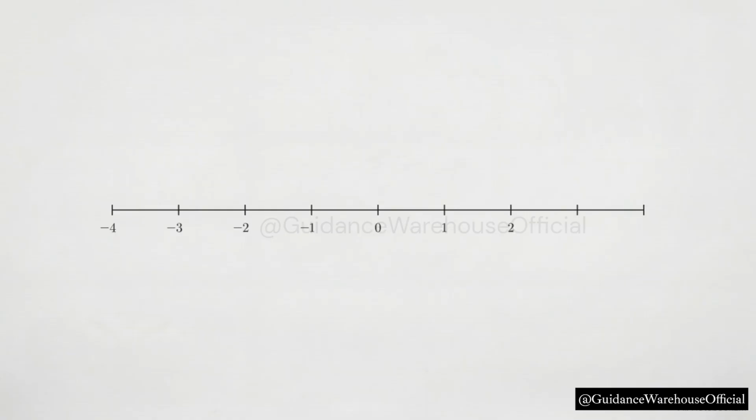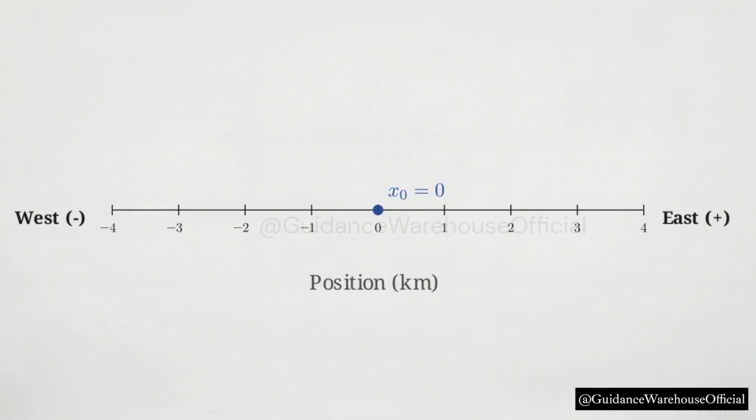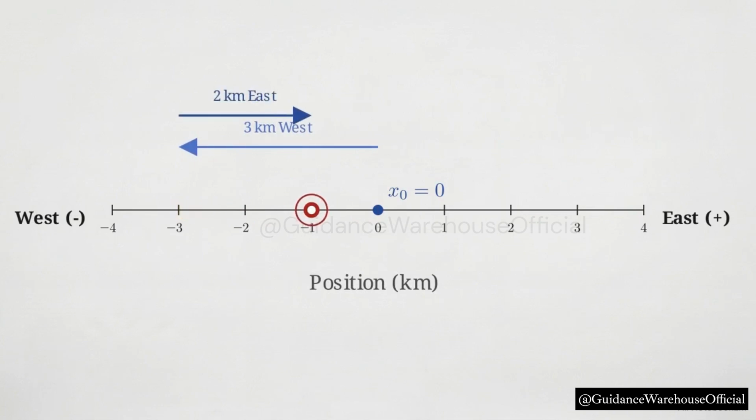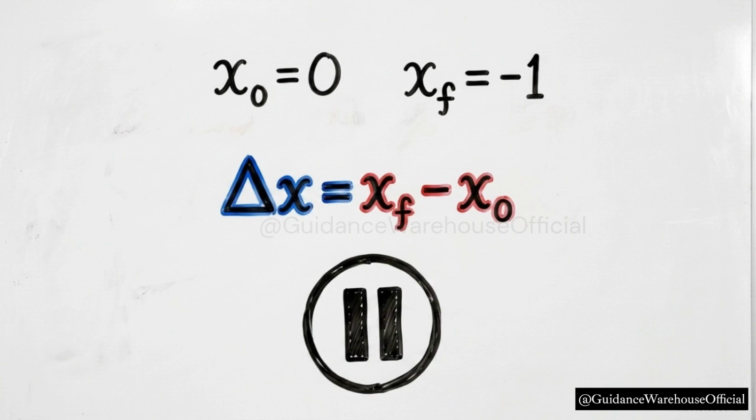To find the displacement, we identify the 2 coordinates that matter. Our initial position, x0, is 0. The cyclist moved 3 units west and 2 units back east, which leaves them here at the -1 mark. This is our final position, x final. Use the displacement formula on your screen to calculate the final answer. Pause the video now to try it yourself.